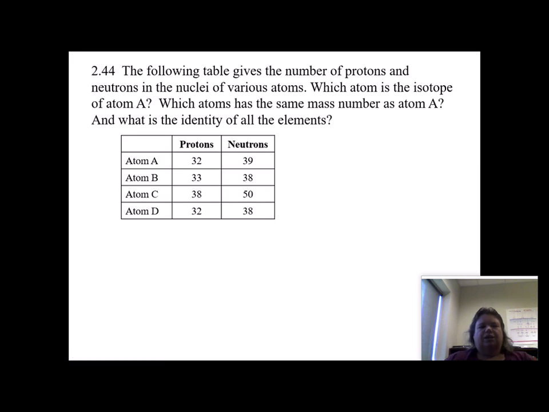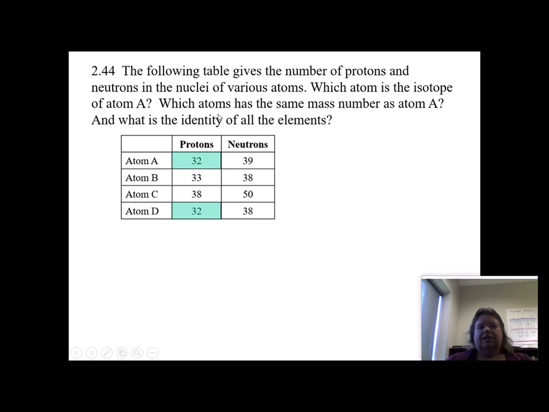So the problem in the book says the following table gives the number of protons, neutrons, and electrons of nuclei of various atoms. First question is, which atom is an isotope of atom A? Okay, so in order to be an isotope, what has to be the same? Is it the number of neutrons or the number of protons? And the answer is the number of protons. So looking at atom A, what other atom has the same number of protons as atom A? And the answer is atom D with 32.